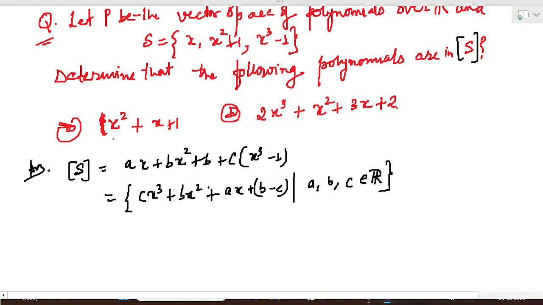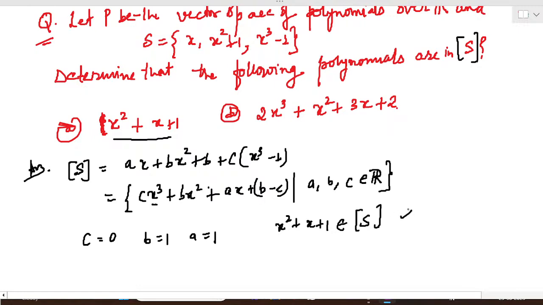Now if you are saying that this belongs to the linear span, then it implies that c should be equal to 0, because the cube term is not here. And b should be equal to 1 because x square is here with coefficient 1, and a should be 1. The constant term is b minus c. If a is 1 and c is 0, clearly we can see that x square plus x plus 1 belongs to the linear span of S. Yes or no? Please let me know in the comment section. Is that clear to you?